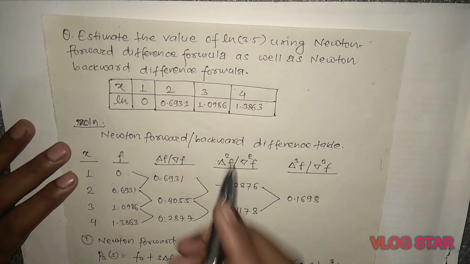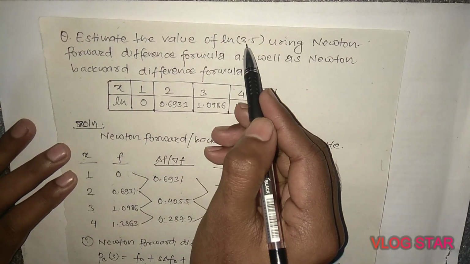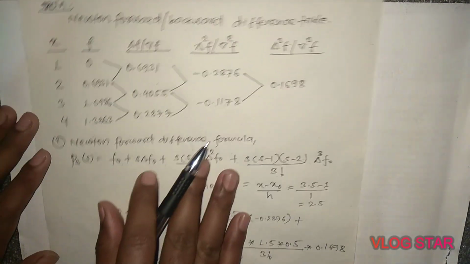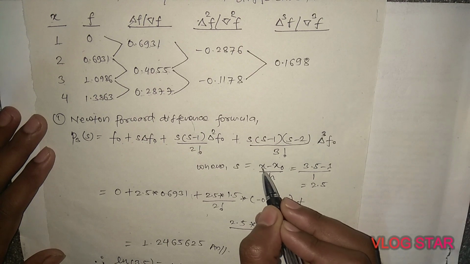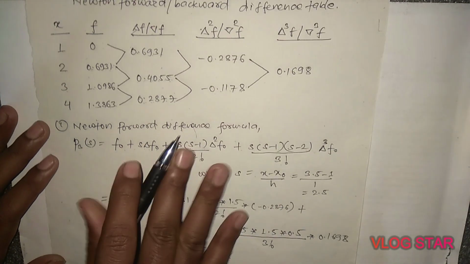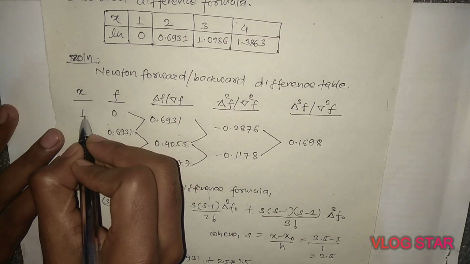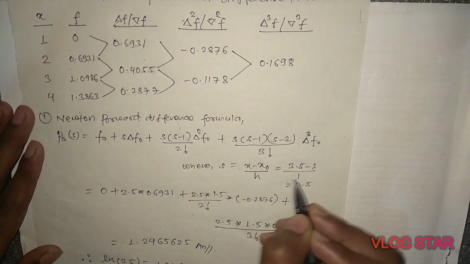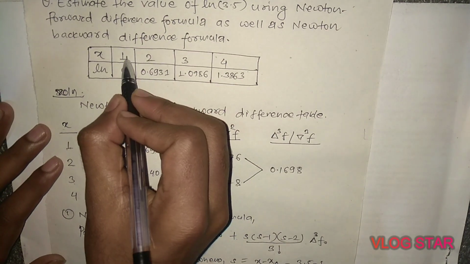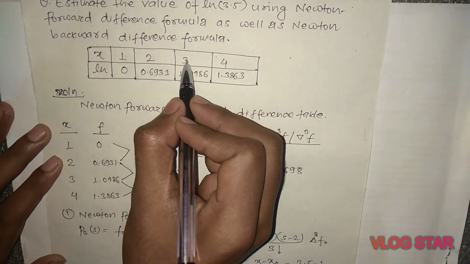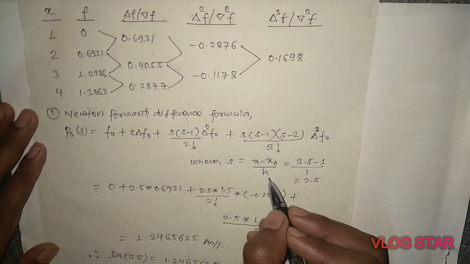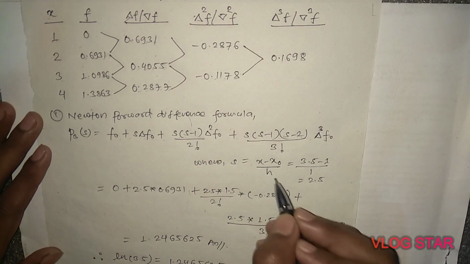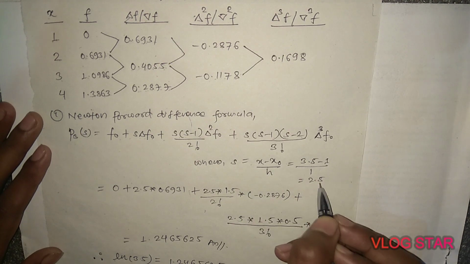Since we need to calculate the value at log 3.5, in place of x we can write 3.5. So here s is equal to (x minus x naught) upon h. In place of x we can write 3.5 minus x naught. Since we have x naught as 1, in place of x naught we have 1, and h is the spacing. Since 2 minus 1 is 1, 3 minus 2 is 1, 4 minus 3 is 1, there is a spacing of 1. So in place of h we can write 1. By calculating we get s equal to 2.5.